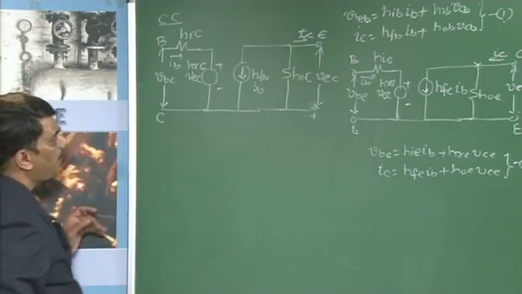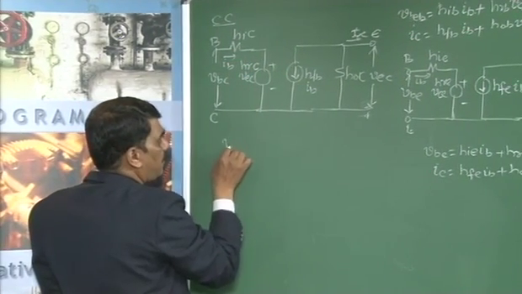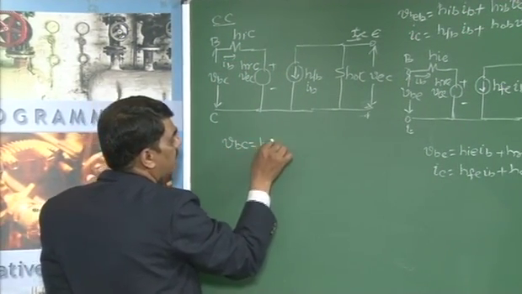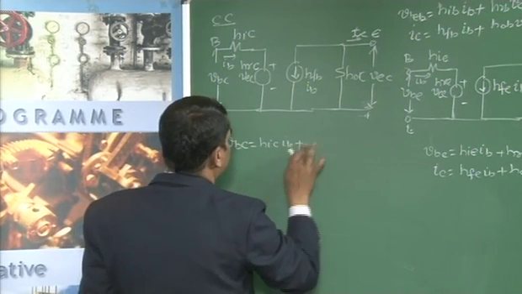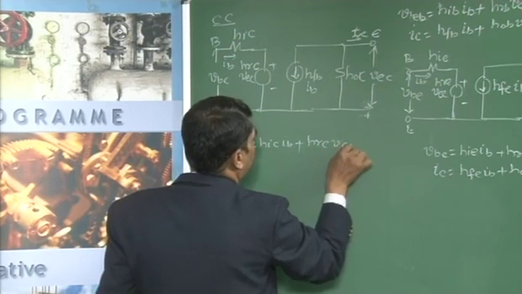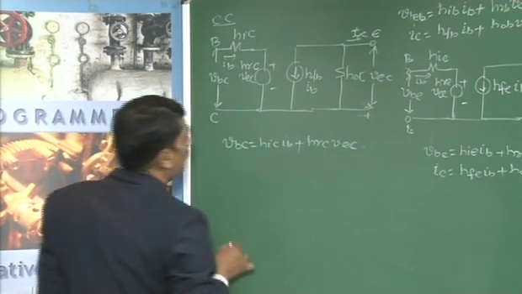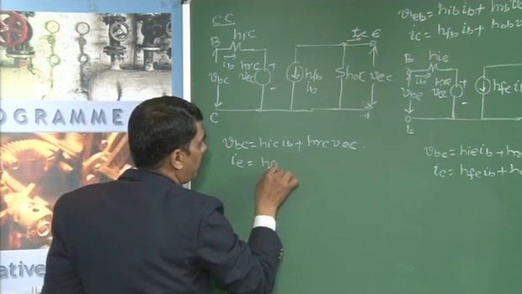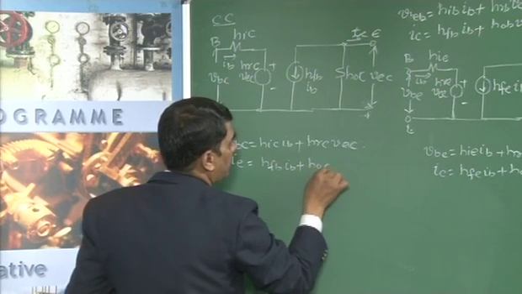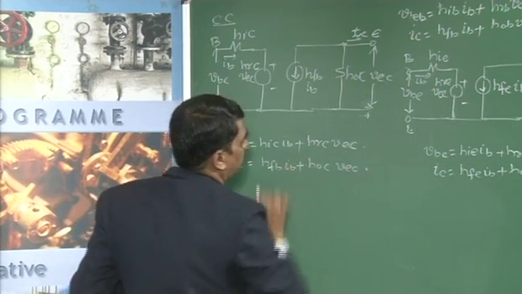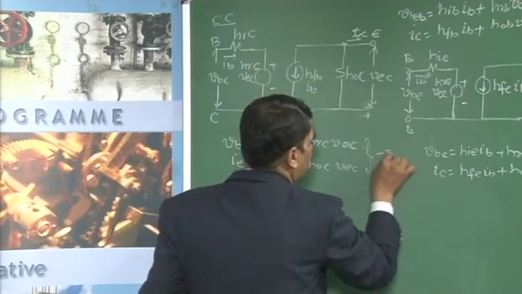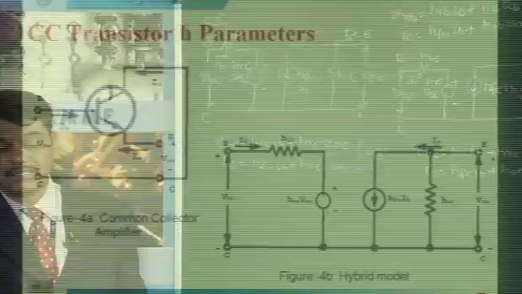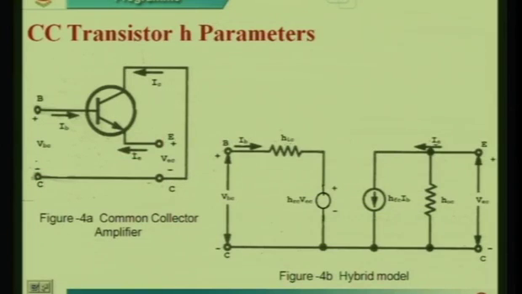The corresponding equations for the input side and output side are VBC equal to hic IB plus hrc VEC, and by KCL at the output, IE is equal to hfc IB plus hoc VEC. This is set of equations 3. So we have defined the hybrid parameters for the common base, common emitter, and common collector configurations. Next, what is the difference between these?